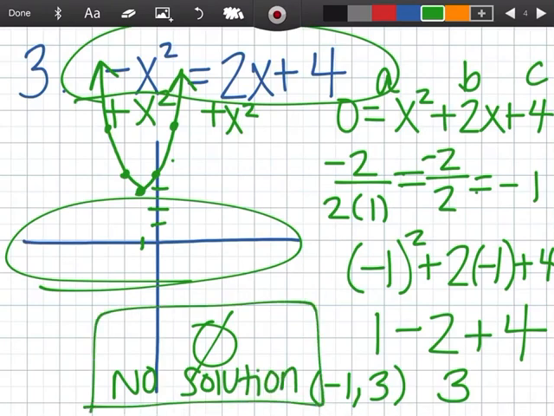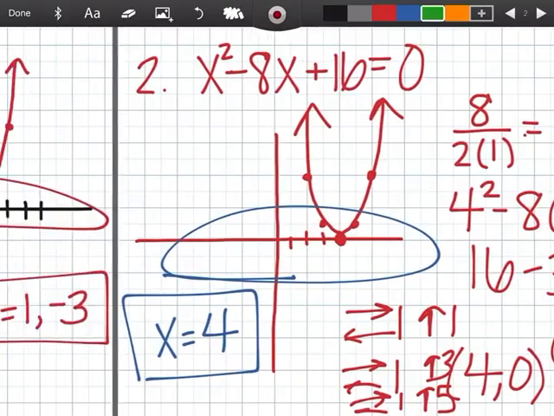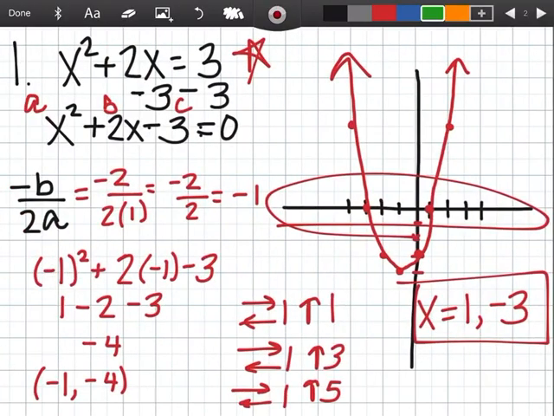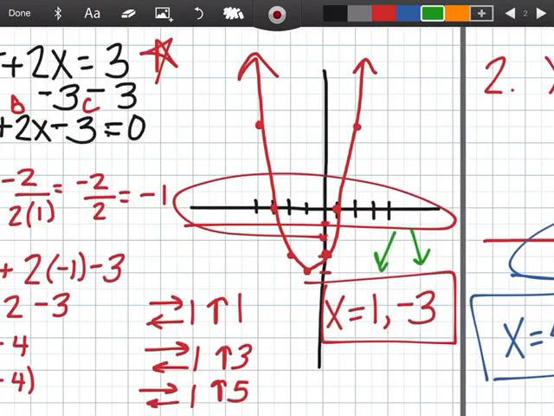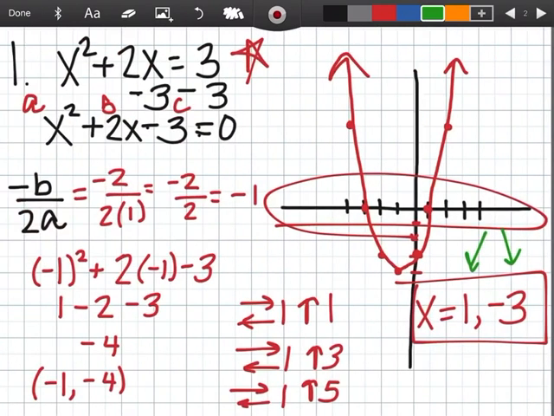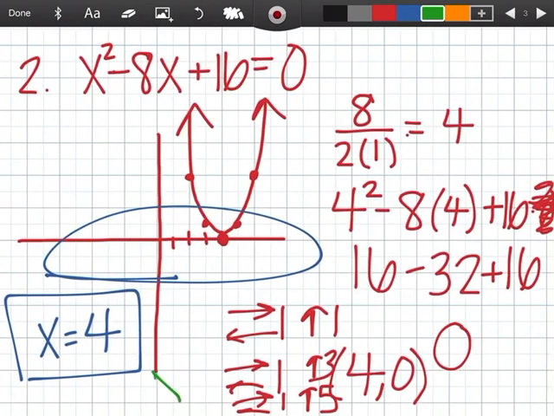Something that it's important to recognize is that you're going to have one of three things happen. You're either going to have two answers because it crosses the x-axis twice. You'll have maybe one answer because it just touches the x-axis.